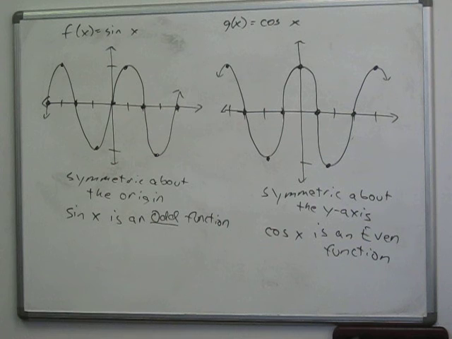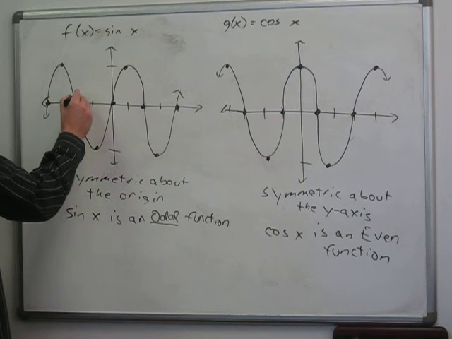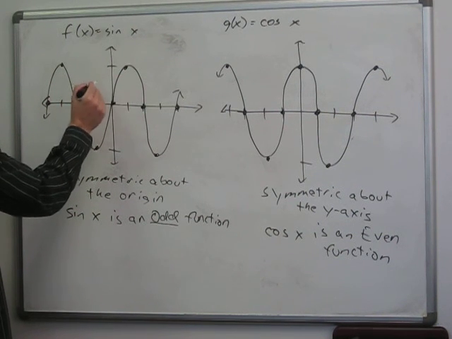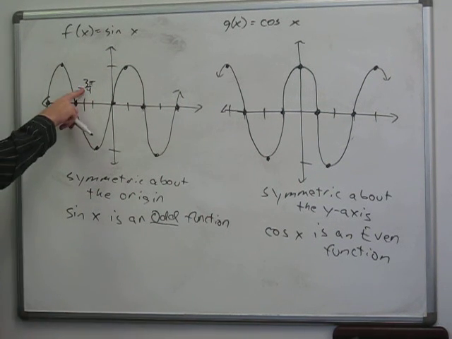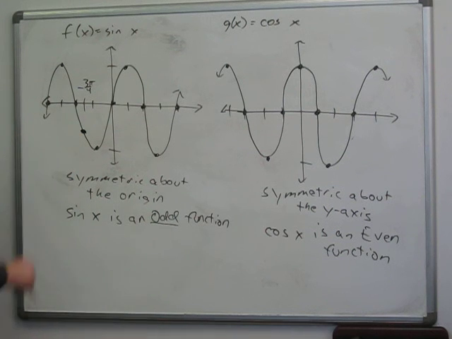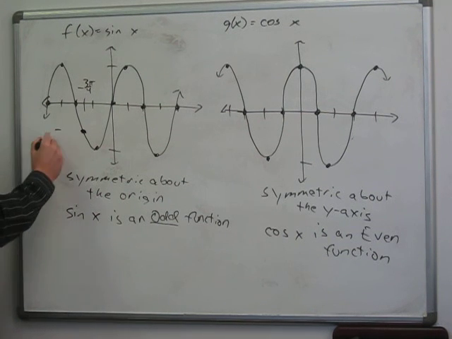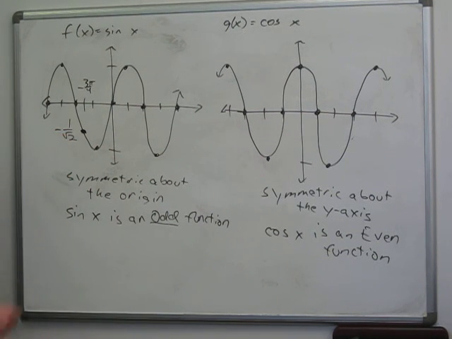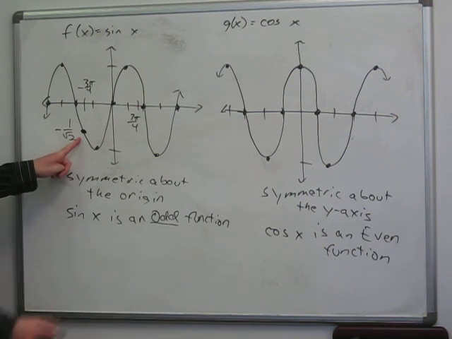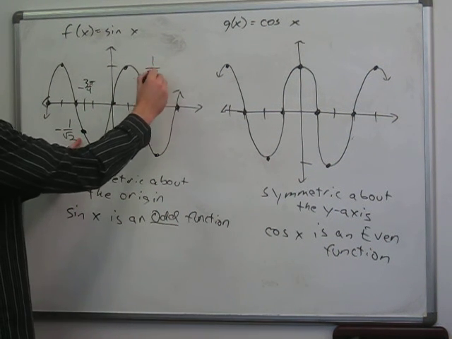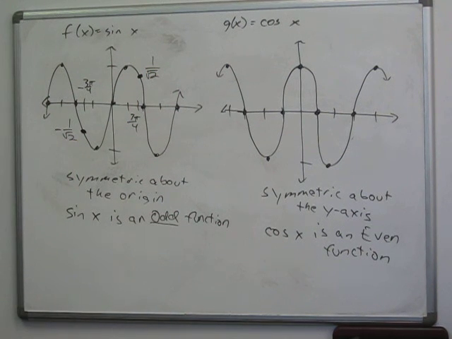So what does this mean a little more technically? Well, let's just say negative 3 pi over 4. Right? Negative 3 pi over 4 has a function value down here of negative 1 over radical 2. If I were to look at positive 3 pi over 4, then this negative 1 over radical 2 has become a positive 1 over radical 2.